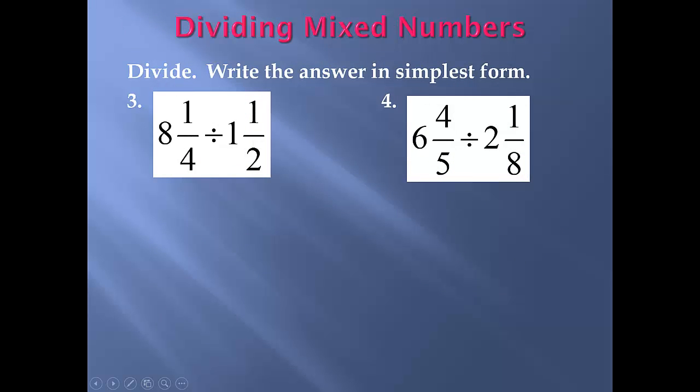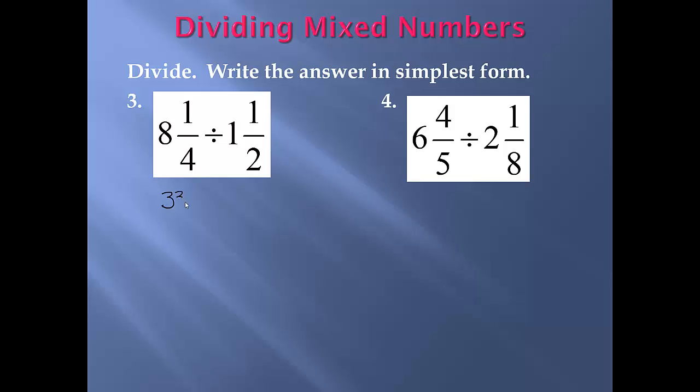Now we're going to look at dividing mixed numbers. So we're going to divide, and we want to write the answer in simplest form. In these problems, we have 2 mixed numbers. So we need to convert both of them into improper fractions. So first, let's start with number 3. We have 8 1/4 divided by 1 1/2. We're going to convert 8 1/4 into an improper fraction. So 4 times 8 is 32, plus 1 is 33.